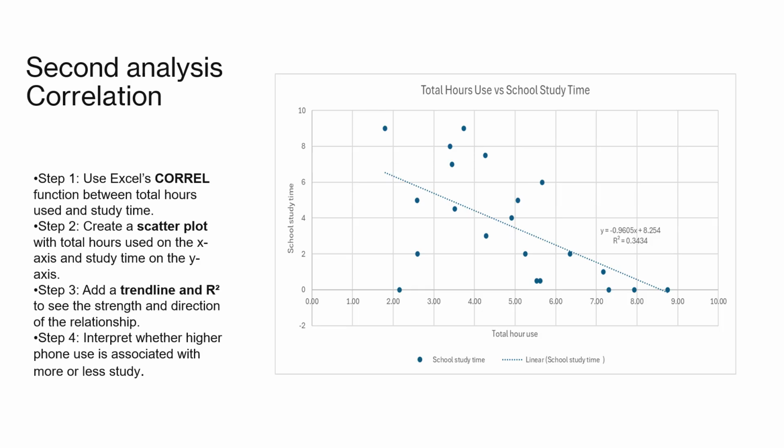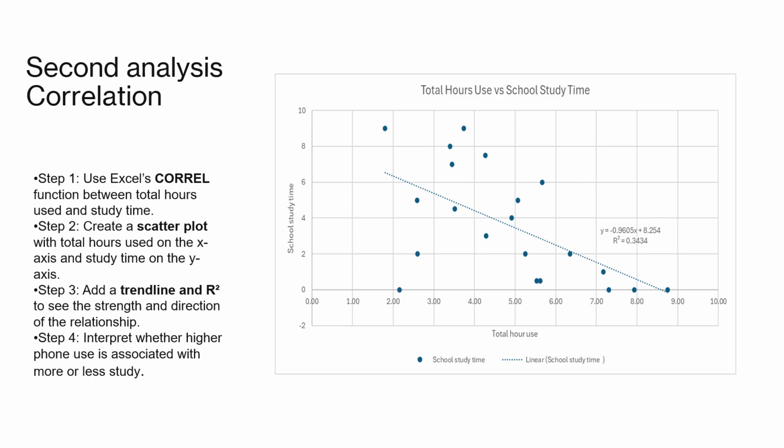This will help me answer my question 3. How does my productive time compare to my screen time or my total use? And what does the relationship look like? The correlation between total hours used and school study time is negative 0.59. This is a moderate negative relationship.